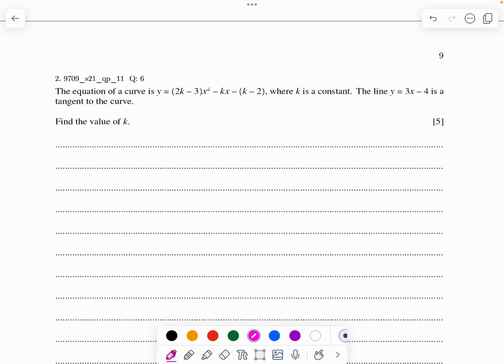Second question is again from summer 2021. Now the equation is given, and the line y is given as a tangent to the curve. Then what should I do? This is a tangent. The equation of the curve is also given, and the line. For example, this is a curve and this is a tangent. So the curve and the tangent compulsorily will meet at one point. So we have to equate both of them.